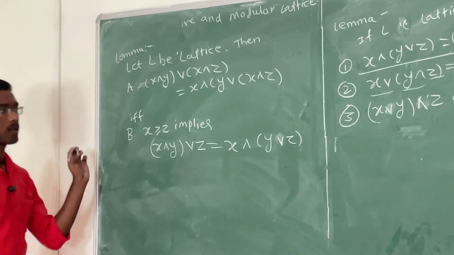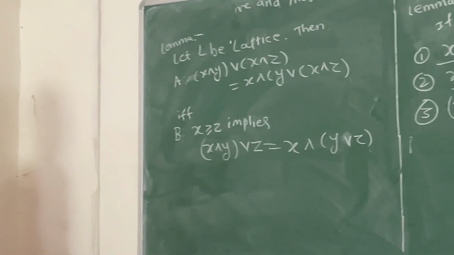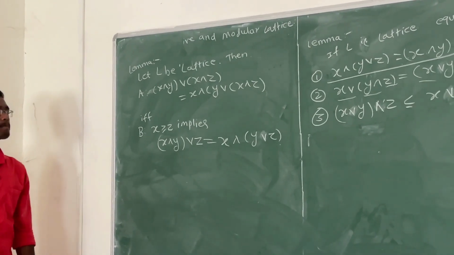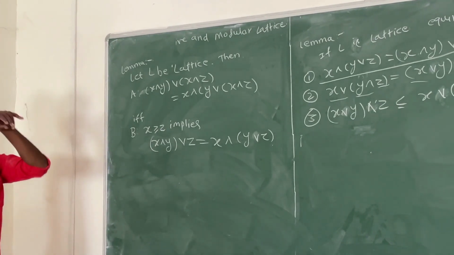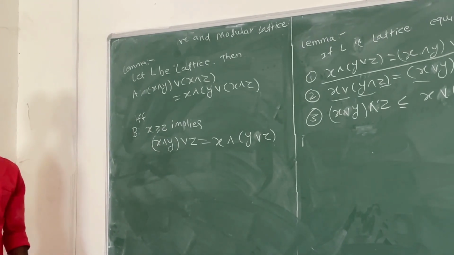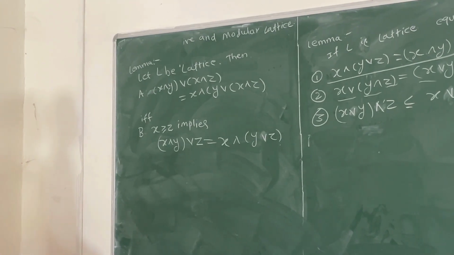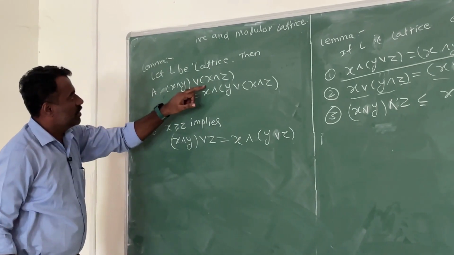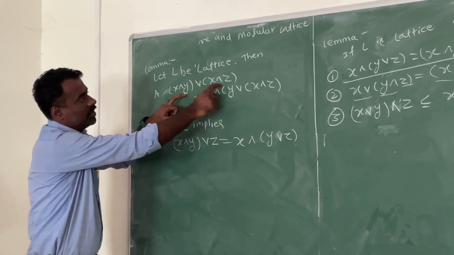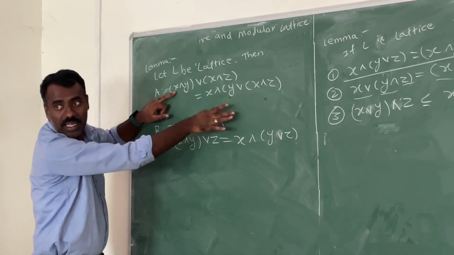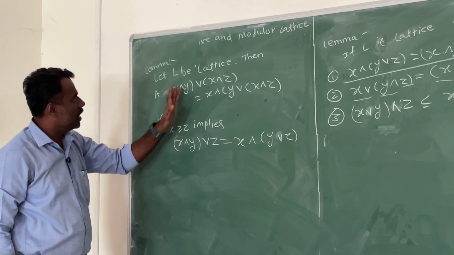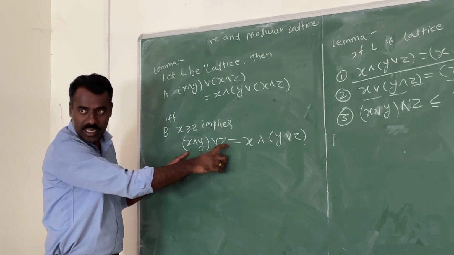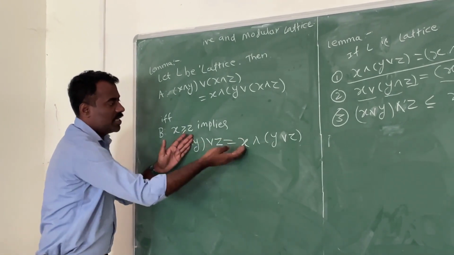If you see this statement carefully, on the left-hand side it is x meet y join x meet z. On the right side, we take x meet z, then take it with y, then take it with meet x. So this bracket is allowed to come here, and x meet y join z is the same as taking y join z, then taking meet.